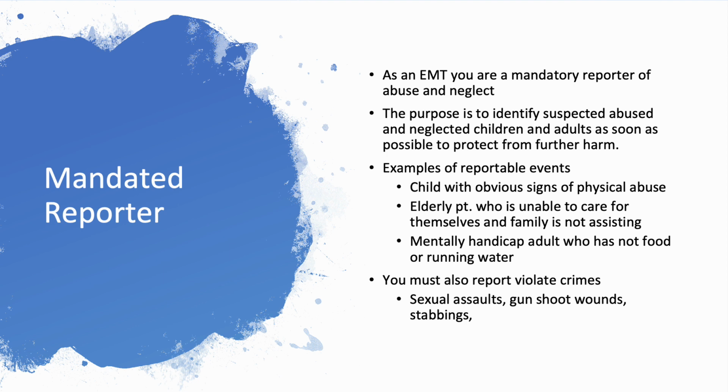And then mandated reporter. So as an EMT, you're a mandated reporter of abuse and neglect. So what happens is if you see someone, an adult or child, that you think has been abused or neglected, you have to report it. This is children with obvious signs of abuse, elderly patient who's unable to care for themselves, mentally handicapped adult who doesn't have food or running water. And then we also have to report violent crimes such as gunshot wounds and stabbing. There's a reportable line to do this, and we'll talk about it in class, as well as a website.